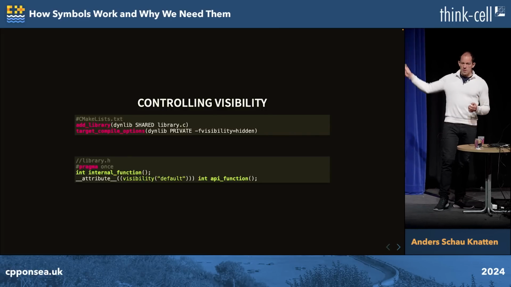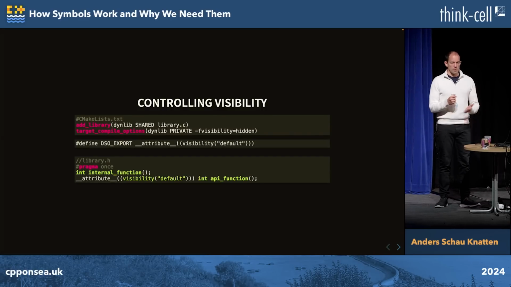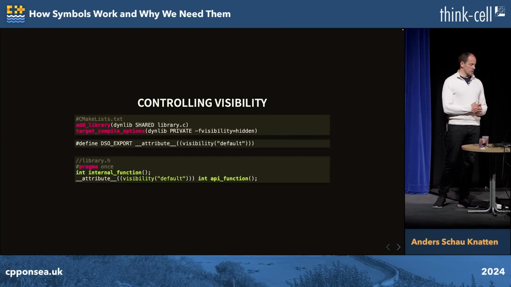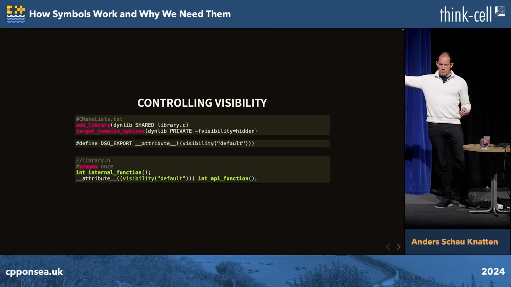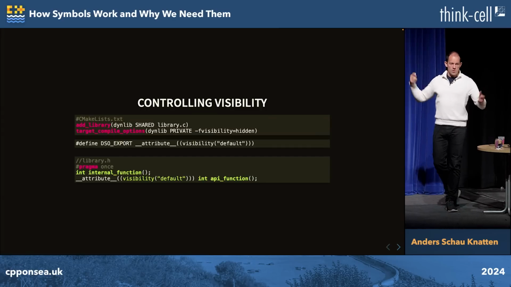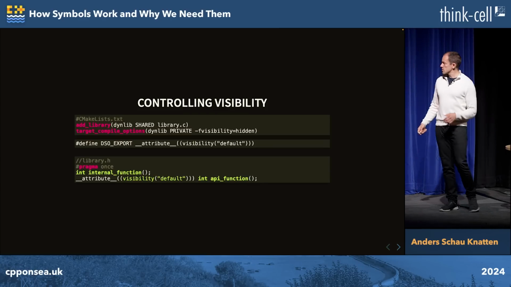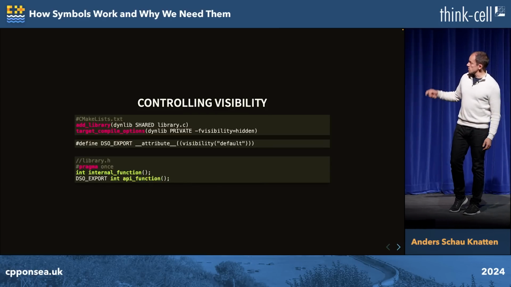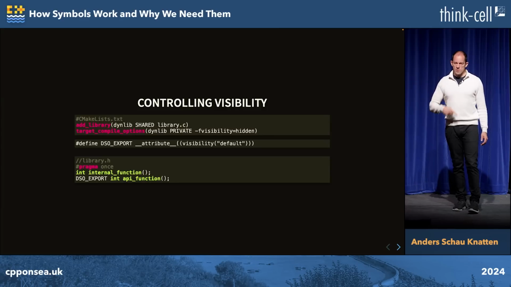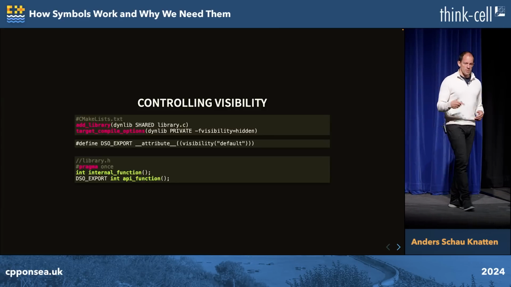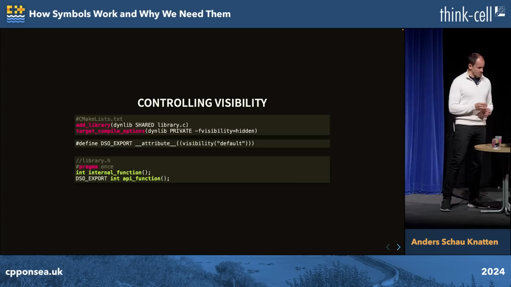Except I don't like all this typing, so I will make a macro like this. So I'll define DSO export, and you probably want to prefix this with your company name or something to not conflict with other people's libraries. So you make some define like this, DSO export, and then I can just put DSO export in front of everything I want to expose from my API.